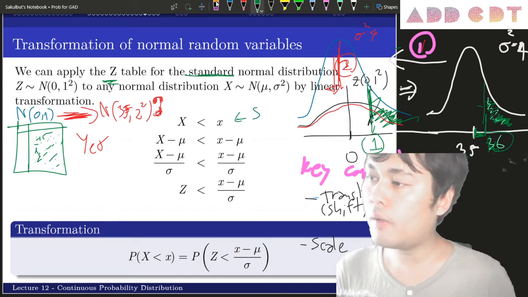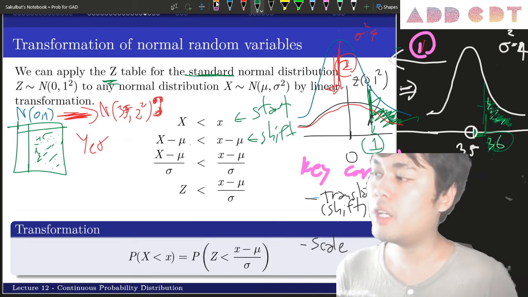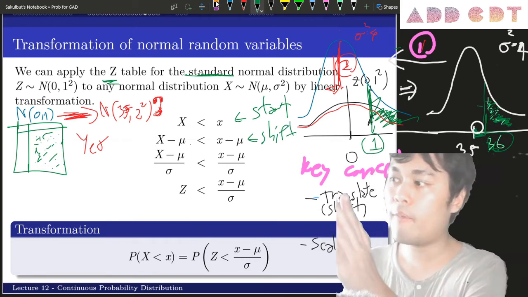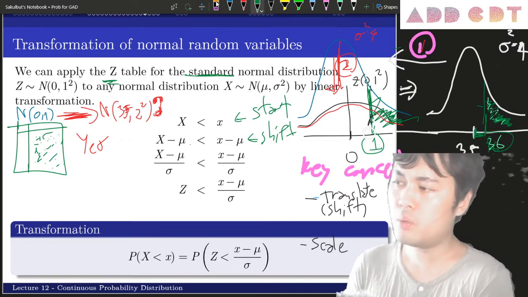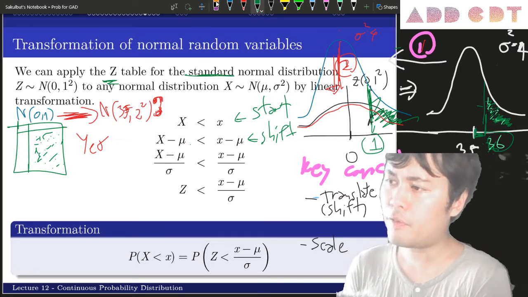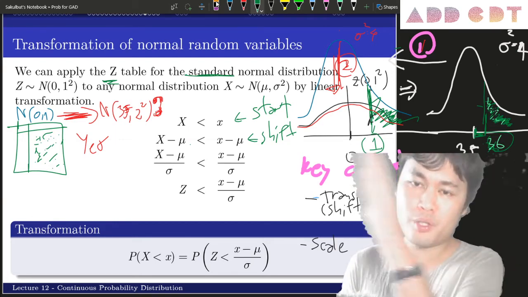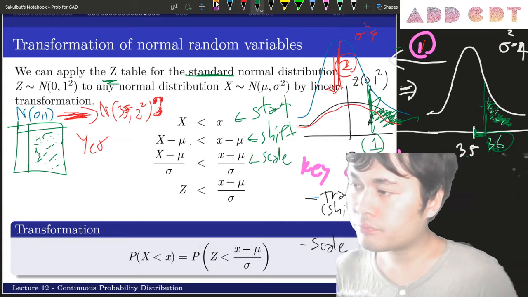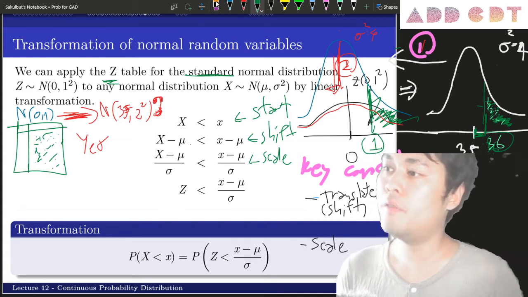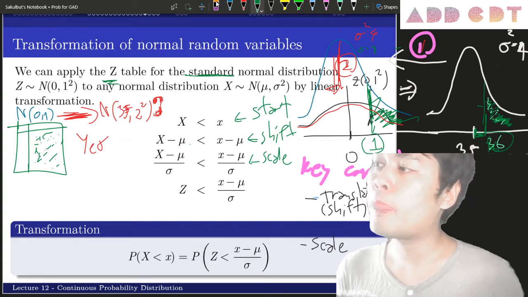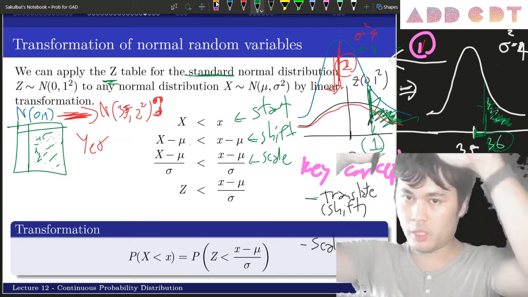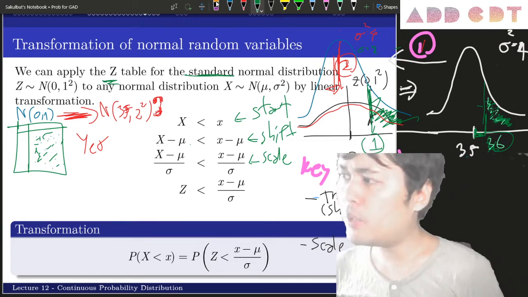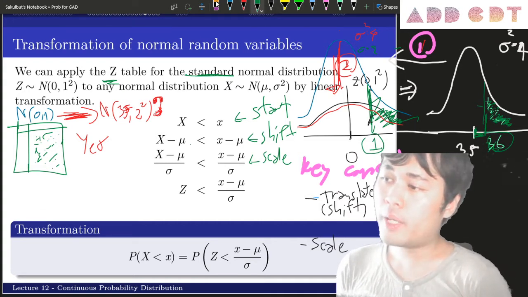Okay, so we start here, we shift to the right by mu. In this case, mu, the average, the center is 35. If we subtract mu, subtract 35, then the center moves to 0. And this one we scale down by a factor of sigma. If sigma squared is 4, sigma is 2, so we push the top down by dividing everything by 2, and we get this one.